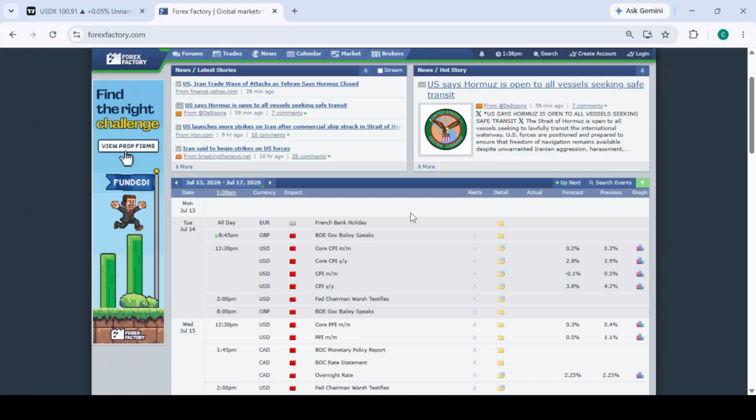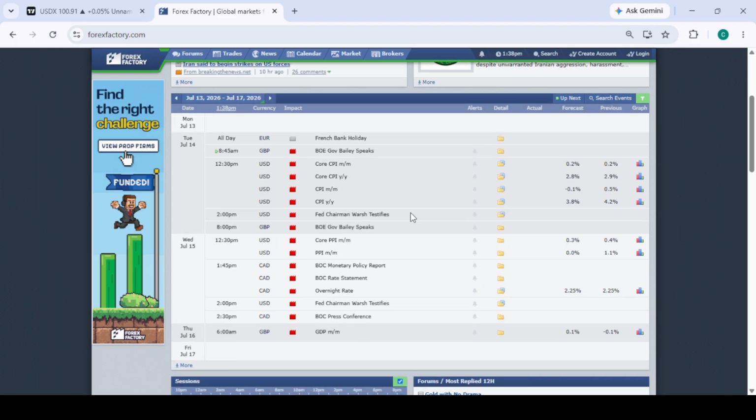So going into next week, we are going to consider the high impact news for next week. On Monday, there's no high impact news. On Tuesday, we have the French bank holidays. We also have the Bank of England's governor speaking on Tuesday. We have CPI for USD on Tuesday, and we also have Fed Chair Walsh testifying after CPI. We also have the Bank of England's governor speaking again later after CPI as well.